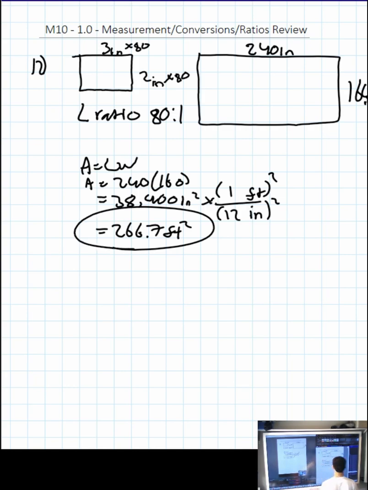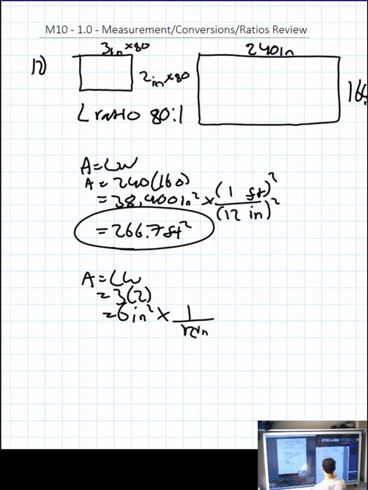So some of you may have been thinking, why didn't we find the area first? Let's try that. So below, let's say A equals LW, and then let's multiply those together. So A equals 3 times 2, which is equal to 6 inches squared. Then if we convert that, let's times that by 1 foot over 12 inches, twice, represented by squared, 1 foot over 12 inches.